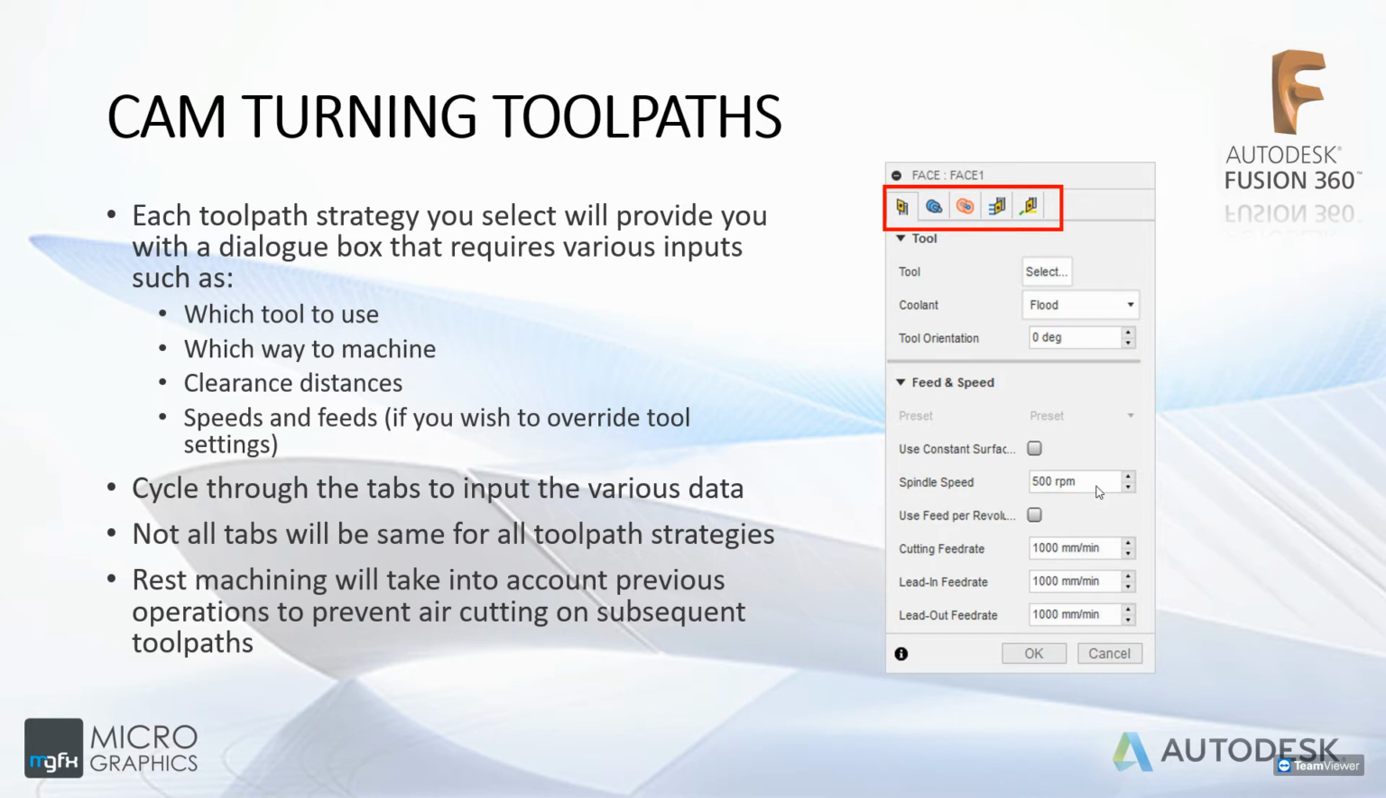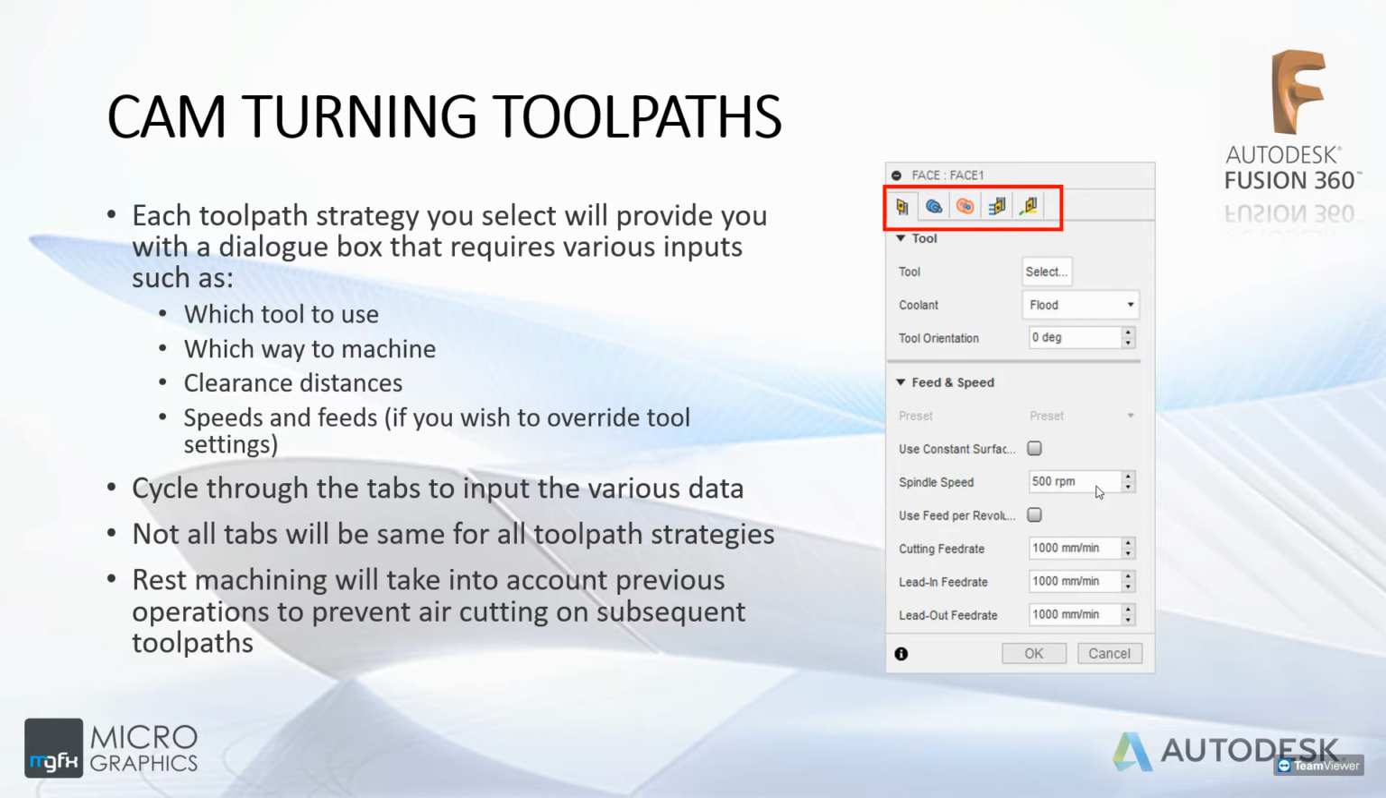With your toolpaths, each toolpath strategy you select will provide you with a dialog box that requires various inputs for you to successfully generate a safe toolpath. These will include things like, which tool should the machine use? Which way should you machine? If you've defined the front and the back in your model or in your setup, you can say, I want the tool to move from the back to the front or from the front to the back and continuously clear out material in that manner.